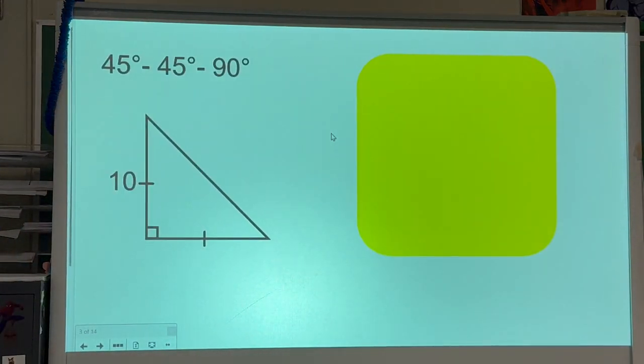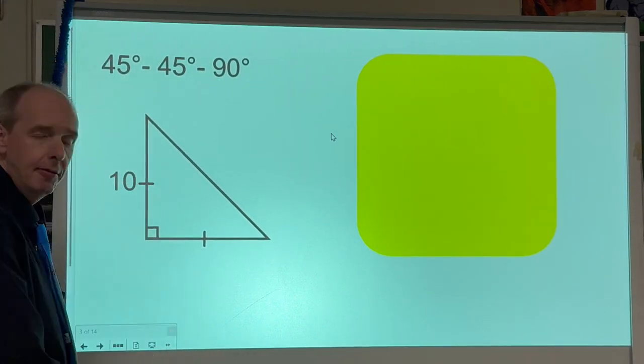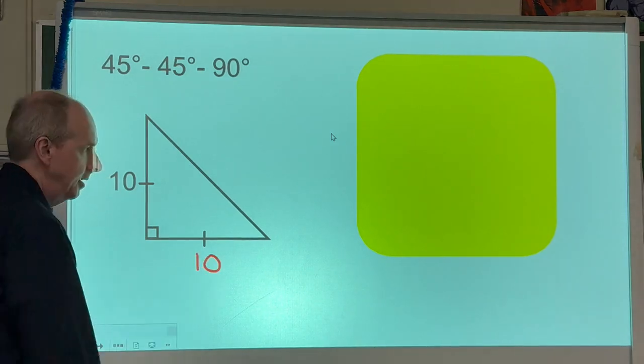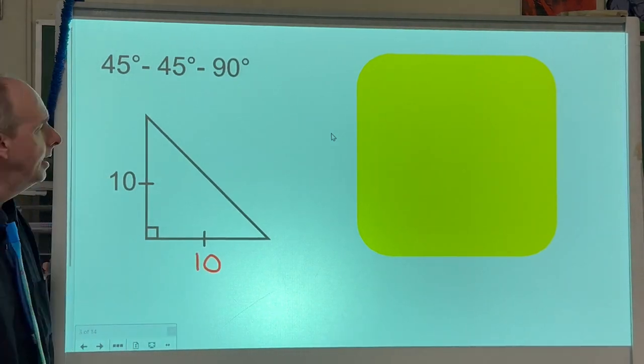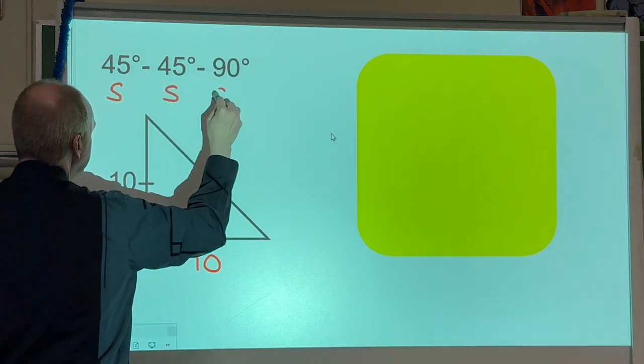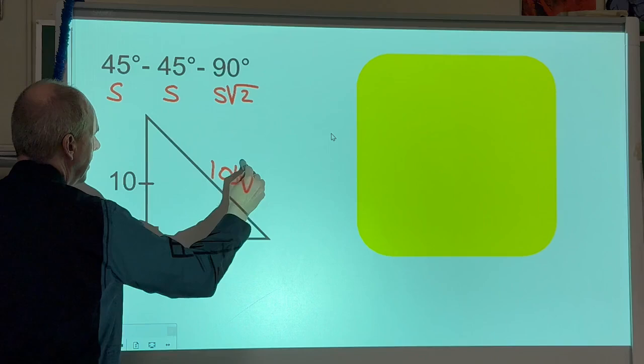We have 45, 45, 90 triangles. You got your right angle. You've got these marks here that denote your two sides are the same. So if this is 10, then this must be 10. Your pattern: side, side, side radical 2. 10, 10, 10 radical 2.